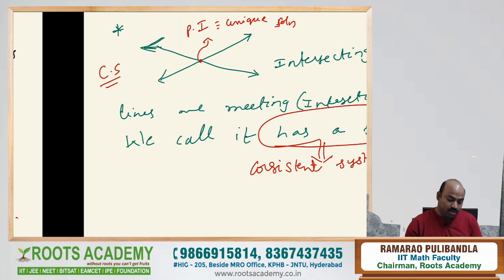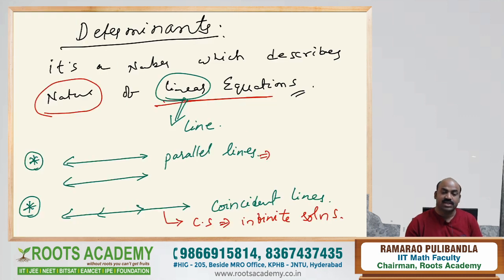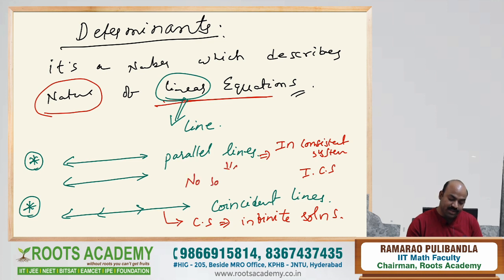Now come to the third one. The opposite of consistent is called inconsistent. What do we call it? Inconsistent system, ICS. What does ICS stand for? Inconsistent system. And this is also called no solution. It is also called a no solution system. Right, students? Wonderful, Rana.